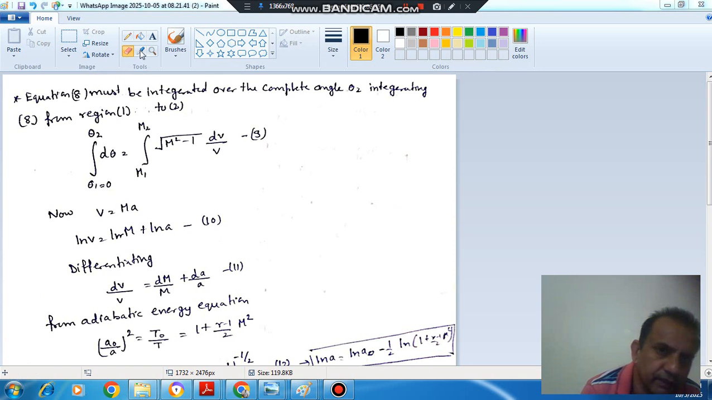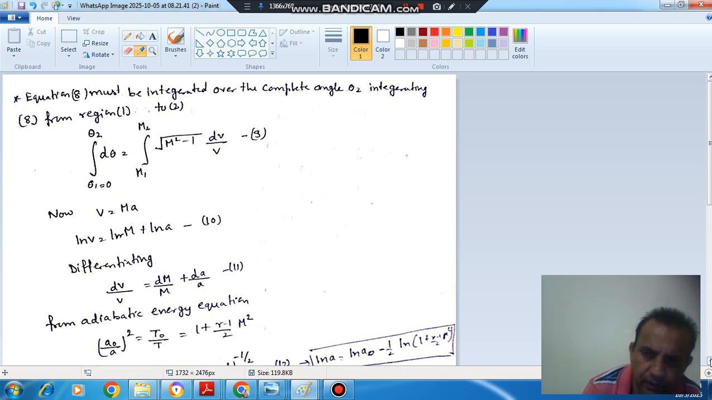So if we integrate it within the limits, the limit of d theta is theta 1 equal to 0, because the initial surface is in the line of flow, and the final deflection is theta 2, so that is the final limit. Initial Mach number is M1 and final Mach number is M2. Now this velocity can also be modified, taking V equal to M a, so ln V will be equal to ln M plus ln a. Differentiating it, dV by V is equal to dM by M plus da by a.